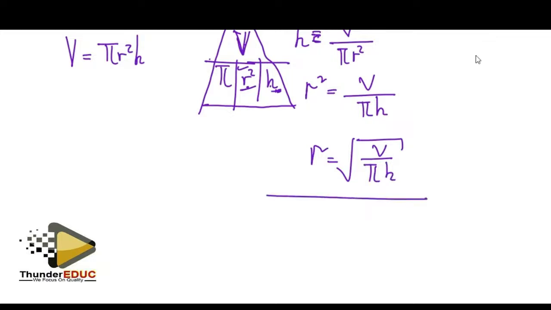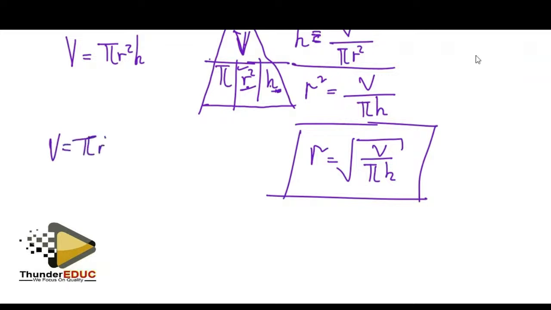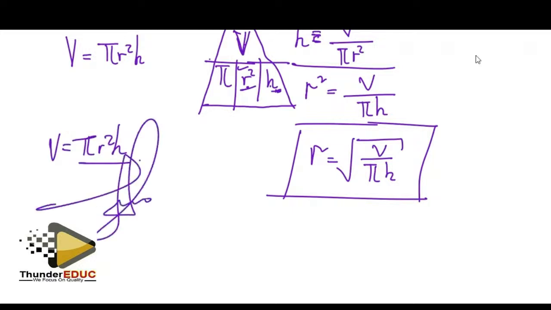This is how you remember these formulas here. If you ask for radius, it's the square root of volume divided by pi h. Whereas if you're looking for height, it's volume divided by pi r squared. So definitely if you're looking for volume itself, it's the bottom part, all of it. That's how we remember the formula.